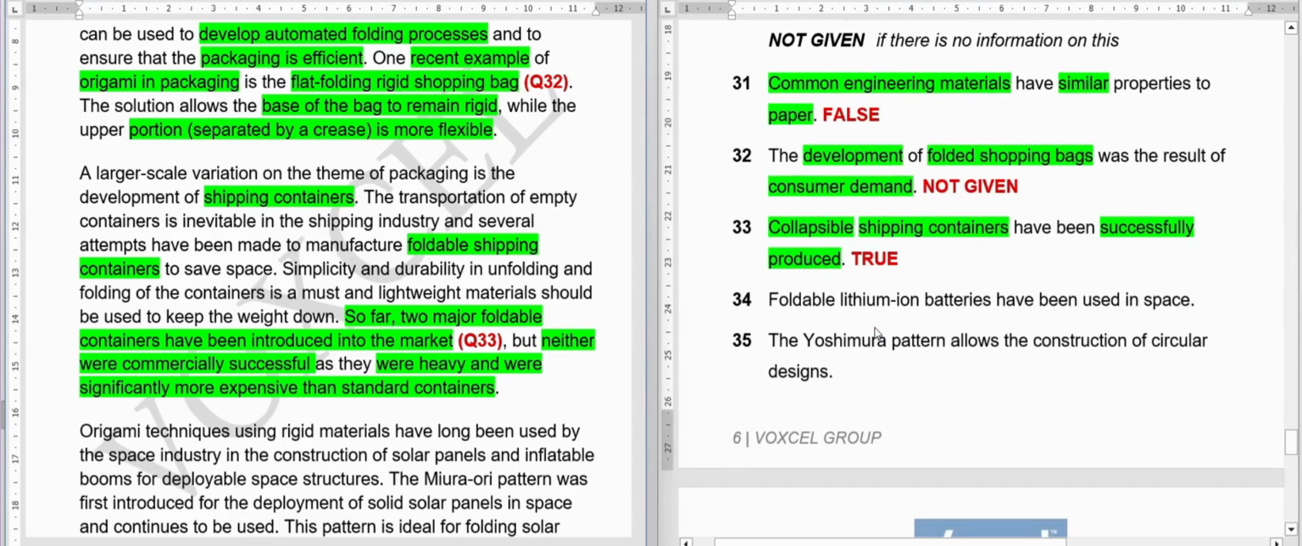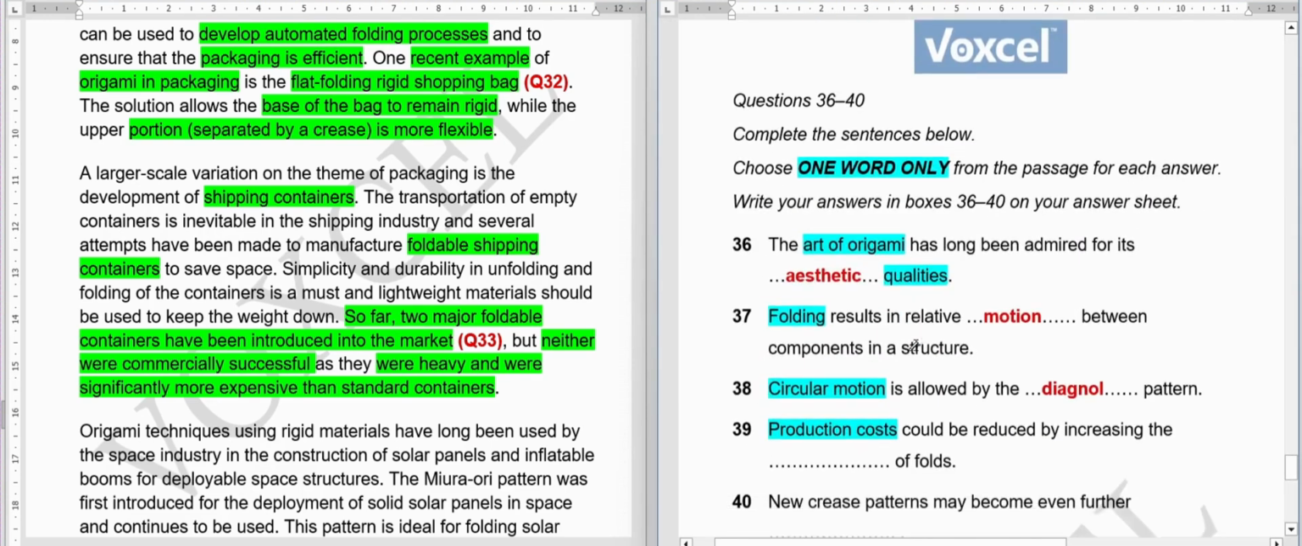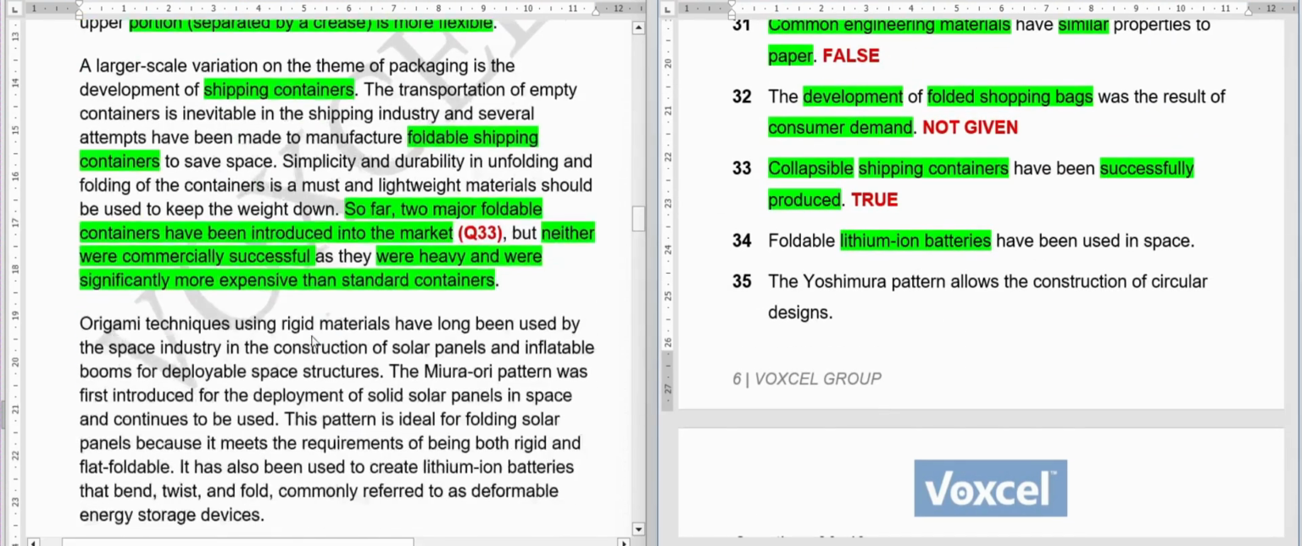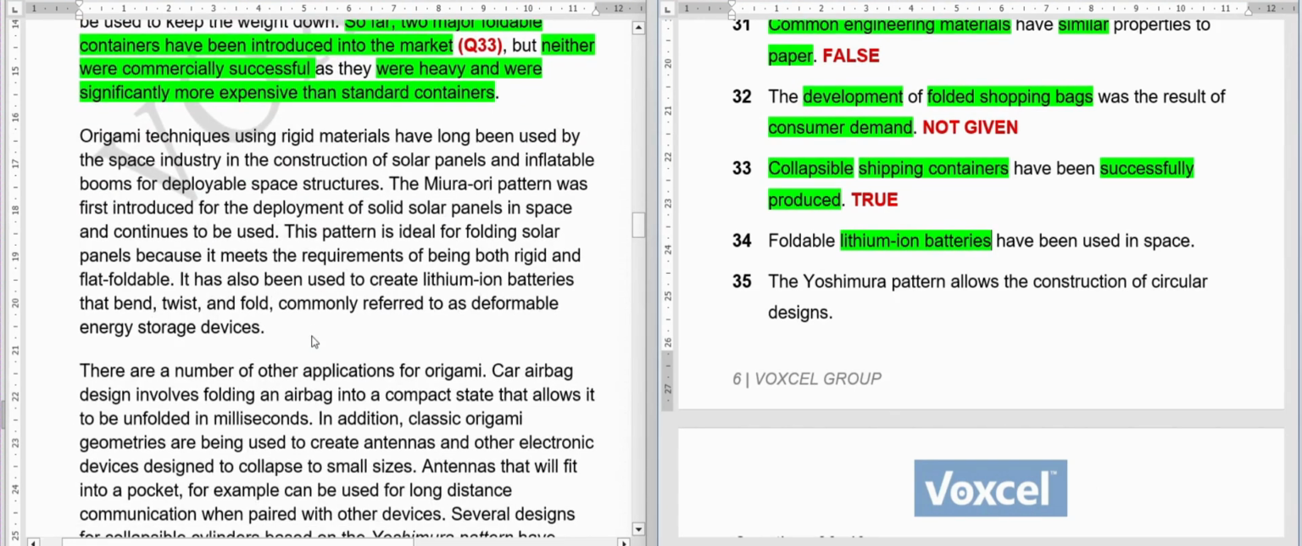Now, 34th question. Foldable lithium ion battery. We haven't read anything about lithium ion battery, so whenever we read about it, we will read the question then. Okay, production cost could be reduced by increasing the dash of folds. Here it is written that they were expensive, but there is no mention of reducing the cost. So obviously our answer will not be in this paragraph. Now, we will read the next paragraph. Origami techniques using rigid materials have long been used by the space industry in the construction of solar panels and inflatable booms for deployable space structures.